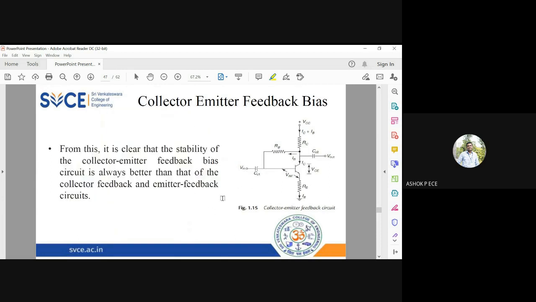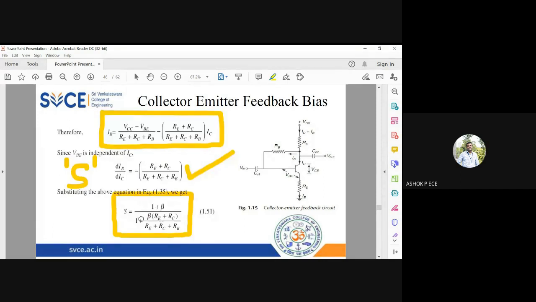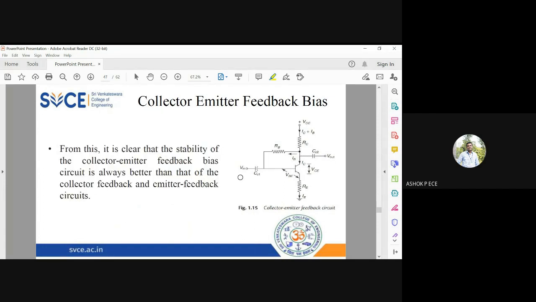From the expression we can see the denominator is very large. When the denominator is very large, the value of S is reduced. Logically, since the denominator has a large multiplication of terms and all the resistances will be in kilo ohms, the stability factor will be relatively very good. So the stability factor of this collector emitter feedback bias is going to be very good when you compare it to the collector feedback and emitter feedback circuits.